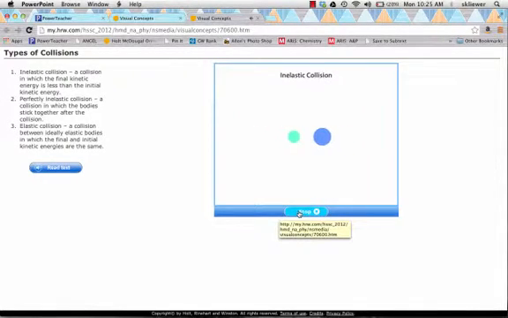During an inelastic collision, the objects deform and they move separately after the collision. The total kinetic energy decreases. During a perfectly inelastic collision, the two objects stick together and their final velocity is the same. The total kinetic energy decreases. During an elastic collision, the objects bounce apart and move separately. There is no change in the total kinetic energy. Those are the three.